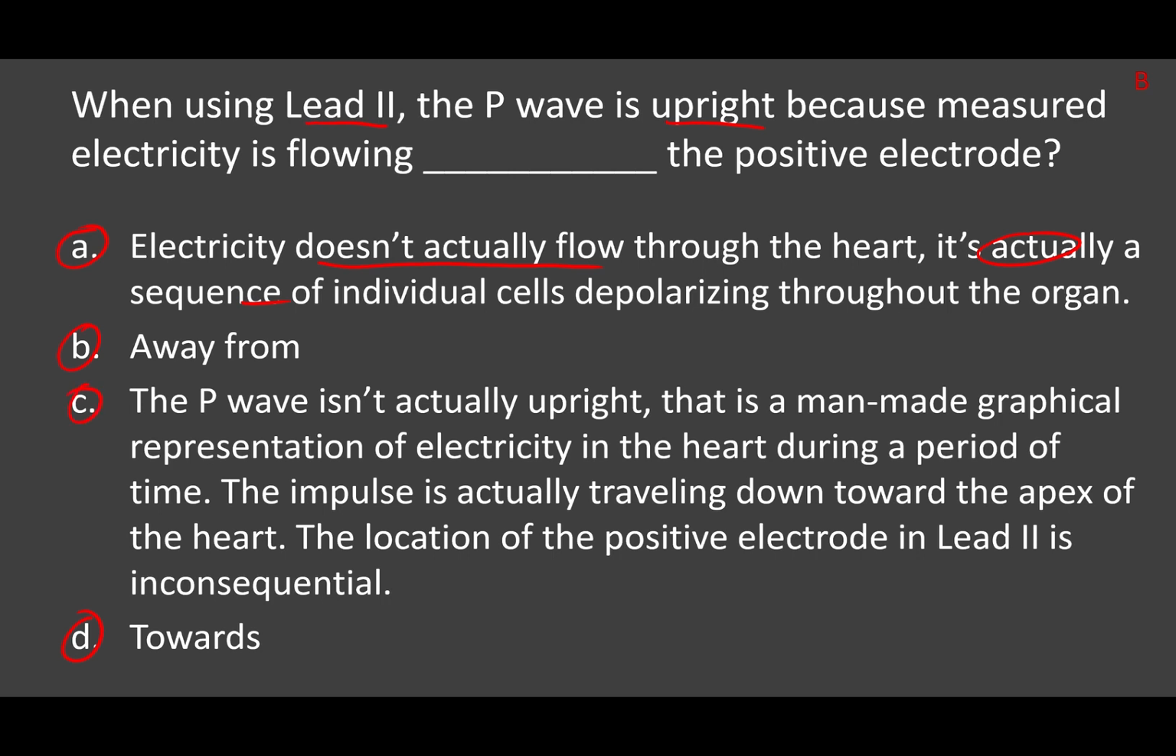Number C is sort of correct in terms of being a really technical statement, but ultimately it's not the point of this. We just wanted to know why it's upright. The reason why the P wave is upright is because that's how the electricity is being measured, which is the key. C is sort of accurate because the impulse is traveling down towards the apex. The location of the positive electrode in lead 2 is inconsequential, other than the fact that's the point of lead 2, to be in the location that it's at. Anyway, it's upright because it's traveling towards the positive end of lead 2.